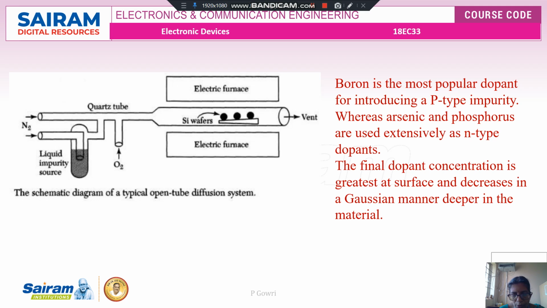Arsenic and phosphorus are usually used as n-type dopants. Normally in the diffusion process, the doping concentration is large at the surface, and as we go deeper inside the substrate, the doping concentration decreases in a Gaussian manner.